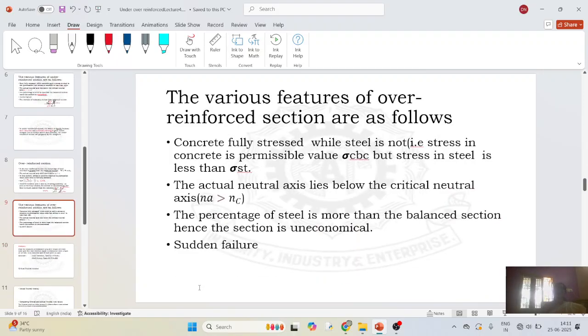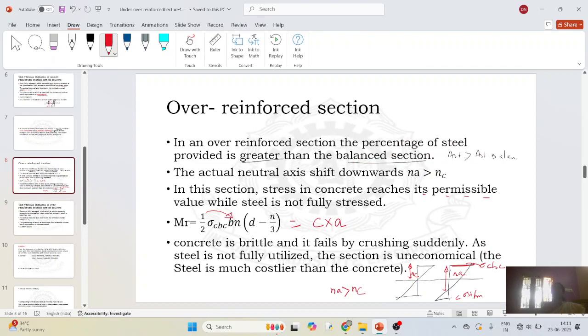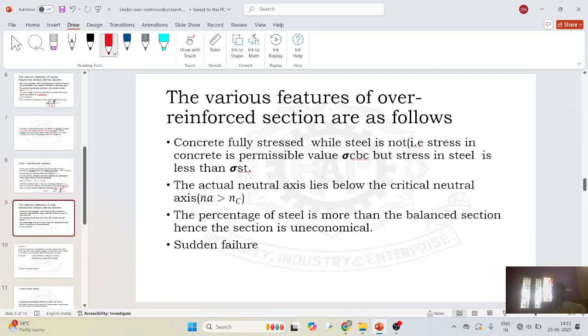The various features of over-reinforced sections are as follows. The concrete is fully stressed while steel is not. So stress in concrete reaches its permissible value, but stress in steel is less than sigma st. So the actual neutral axis lies below the critical neutral axis. So NA is greater than NC. The percentage of steel is more than the balanced section. Hence, this section is uneconomical and sudden failure only happens.